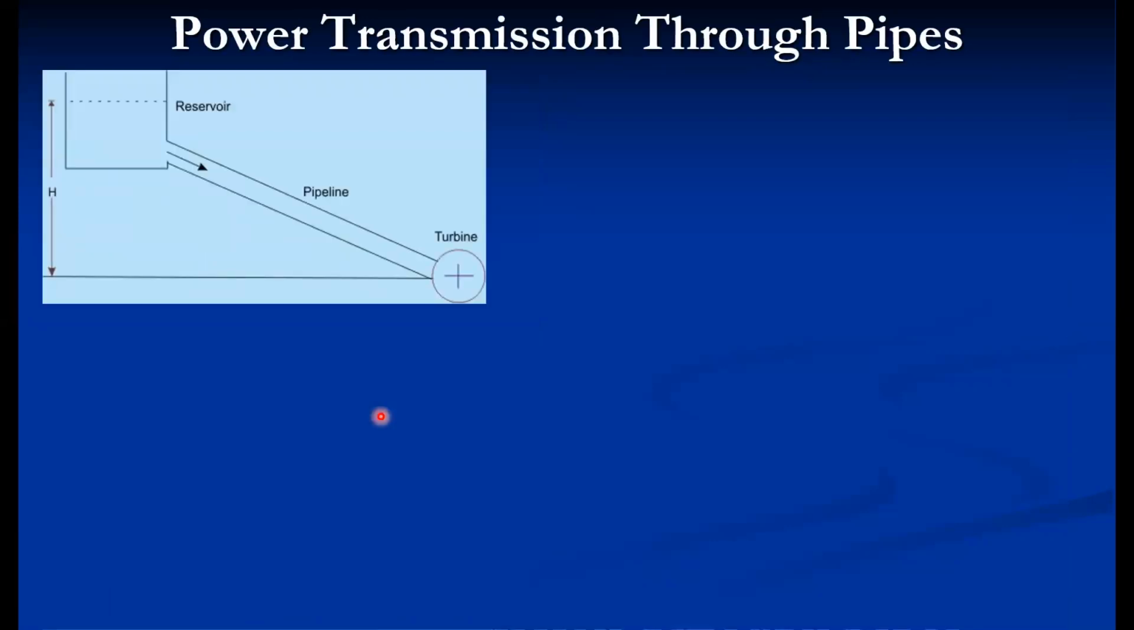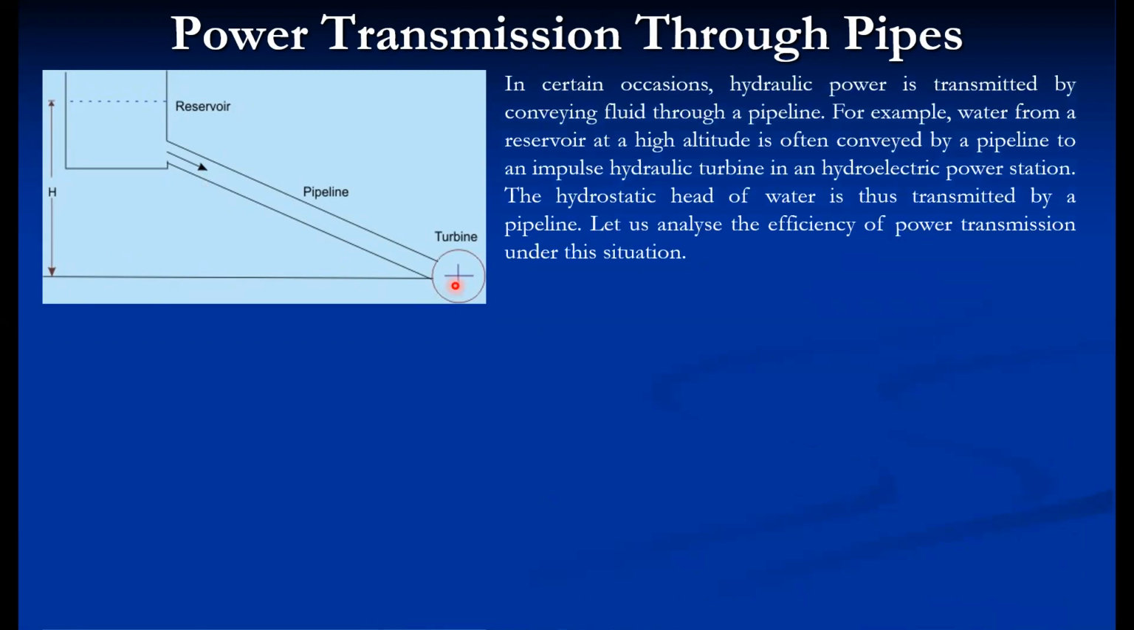Now, if we take this particular case, reservoir to turbine. In certain occasions, the hydraulic power is transmitted by conveying fluid through a pipeline. For example, water from a reservoir at high altitude is often conveyed by a pipeline to a turbine. Generally, impulse type turbines are used under this circumstance. Francis turbine is also used in hydraulic power stations. The hydrostatic head of water is thus transmitted. Whatever the head is, the hydrostatic head, we can say the potential head, is thus transmitted through this pipeline.